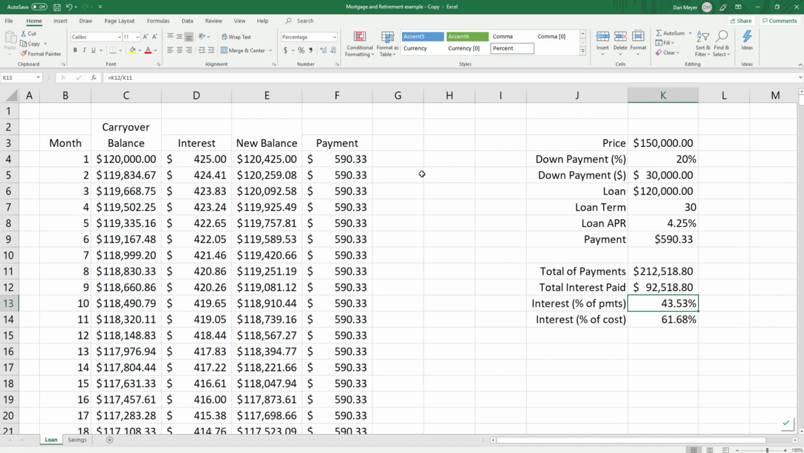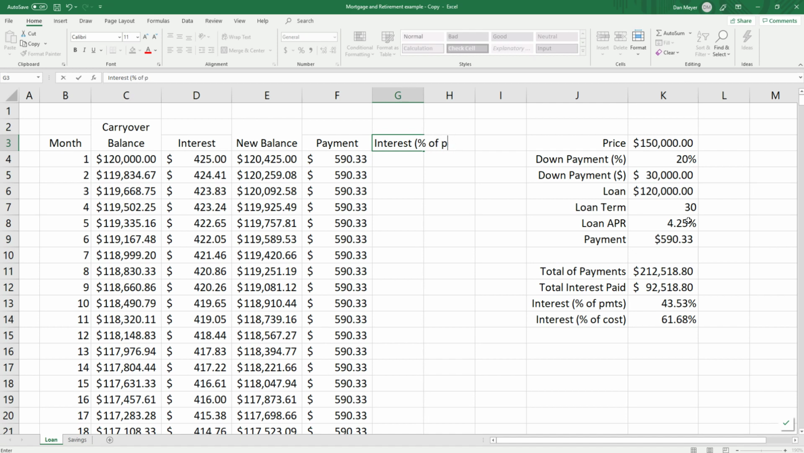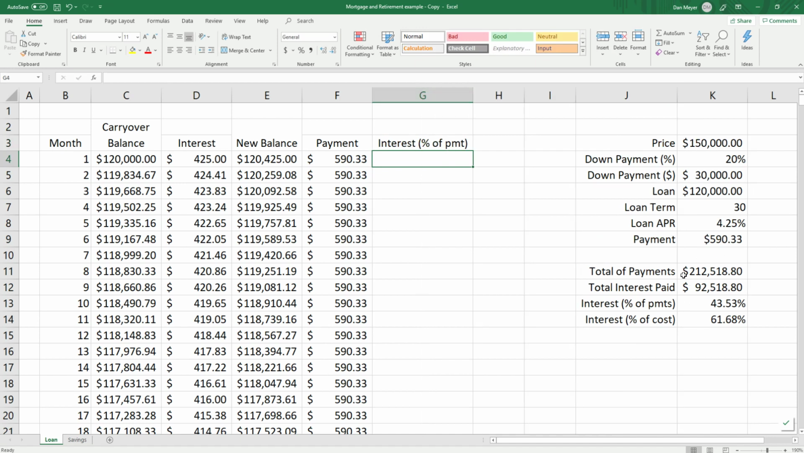But we can also investigate the monthly interest versus the monthly payments and see what portion of our monthly payments is going towards interest, percent of payment. Okay, so each on a month-to-month basis, not on a total basis, but on a month-to-month basis. And the computation is the same. Take the interest divided by the payment, and then format it as a percent. All right, and again, this is the part I wanted to show you guys.